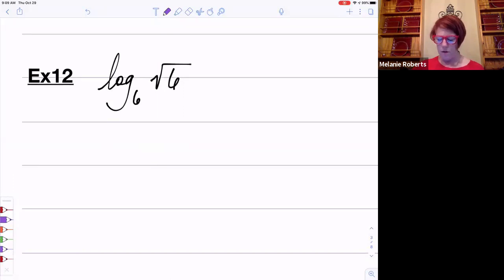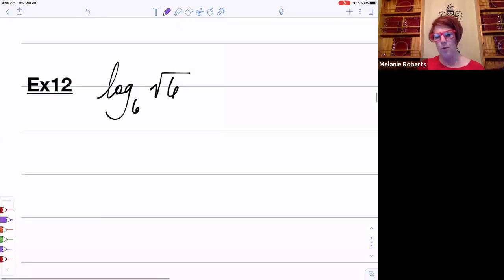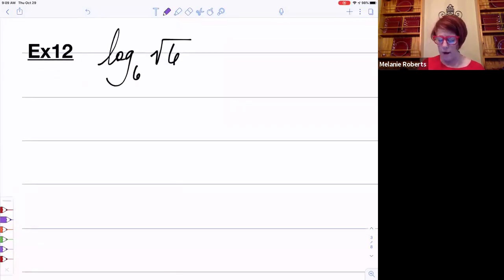Number 12. Remember that in the last section, we learned how to change our roots into fraction powers. That was rule number 8. So again, if you've got your exponent rules out in front of you, you can see rule number 8. And so I'm going to rewrite my square root as a fraction power. So that'll be log base 6 of 6 to the 1/2 power. Remember, the root number goes on the bottom and the power number goes on the top. So this is to the first power, so my 1 is on top, but this is a square root. Well, now that bases are alike, I know that I'm just going to equal my power.